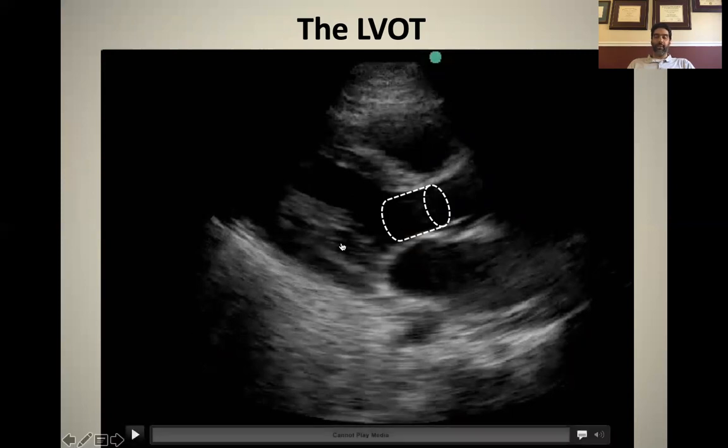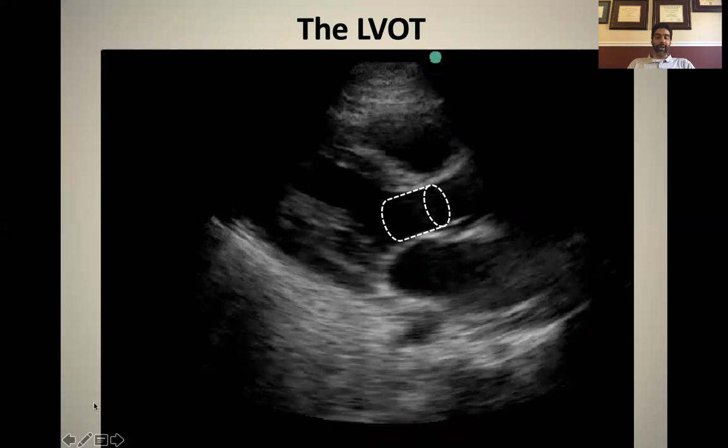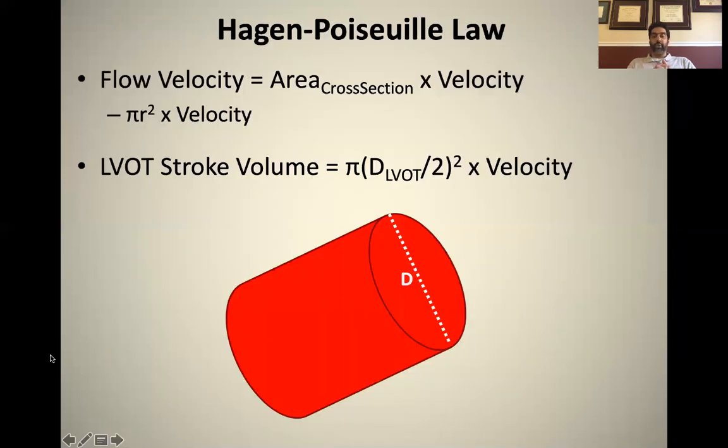So we're trying to measure the velocity of blood going through that tube, or the flow velocity of blood going through that tube. And in order to do that, we're going to utilize Hagen-Poiseuille's law. Hagen-Poiseuille's law tells us that the flow velocity of a compressible fluid moving through a tubular structure is equal to the cross-sectional area of that tubular structure multiplied by the velocity of the fluid moving through the tube. So blood is a compressible fluid and the LVOT is a tube most of the time. So we can measure flow velocity, and in physiologic terms, flow velocity is stroke volume.